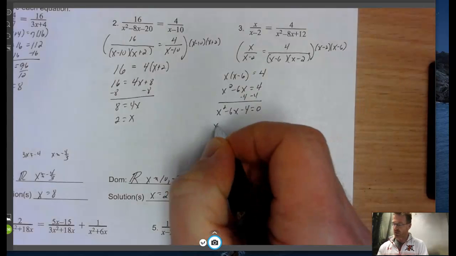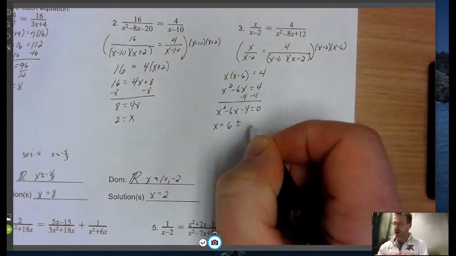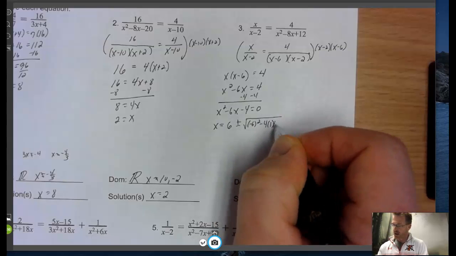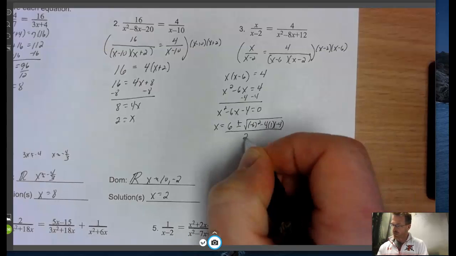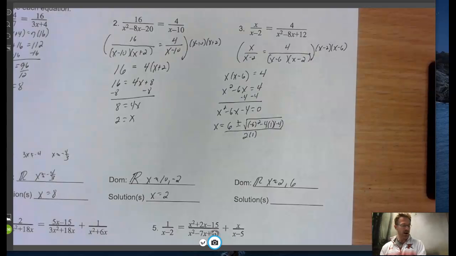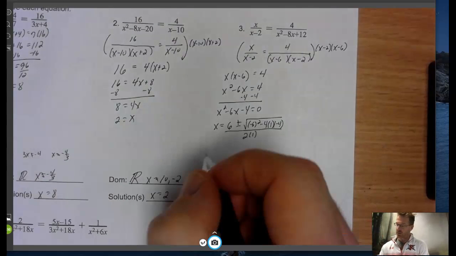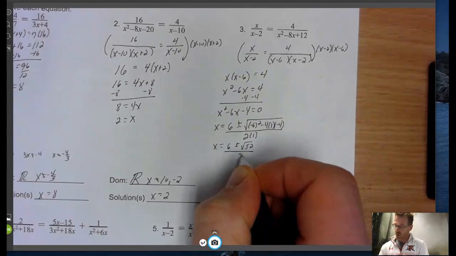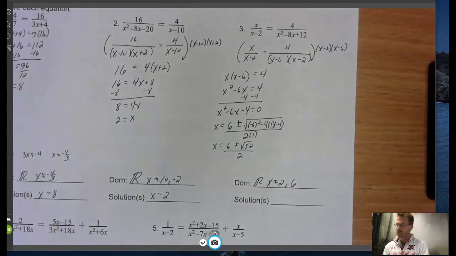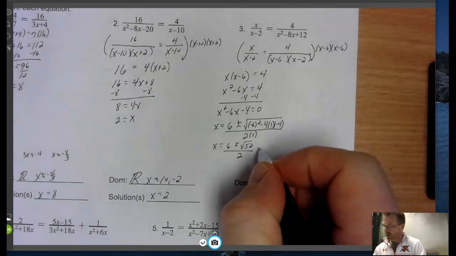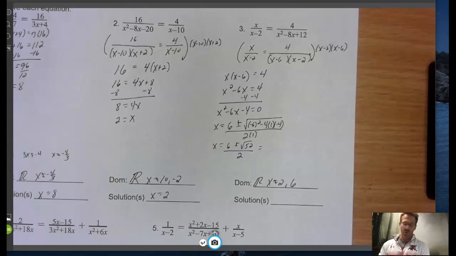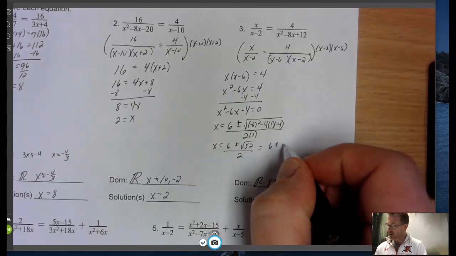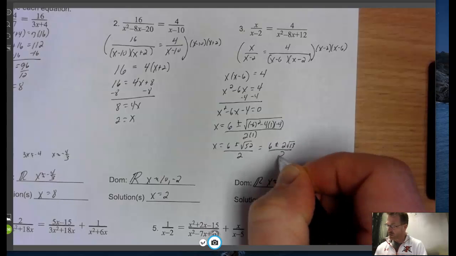So x equals the opposite of b, plus or minus the square root of b squared minus 4ac, all over 2a. Now if we simplify all of this, we get x equals 6 plus or minus the square root of 52 over 2. And if I'm looking to reduce here, I think that is 4 times 13, so that would be 6 plus or minus 2 root 13 over 2.